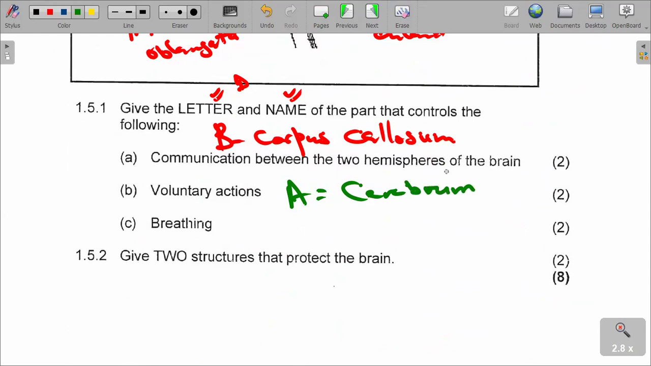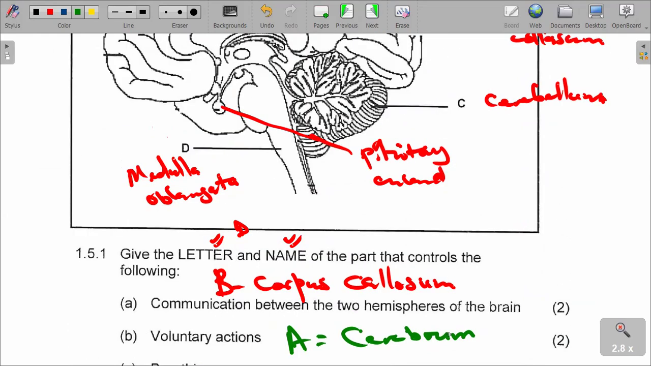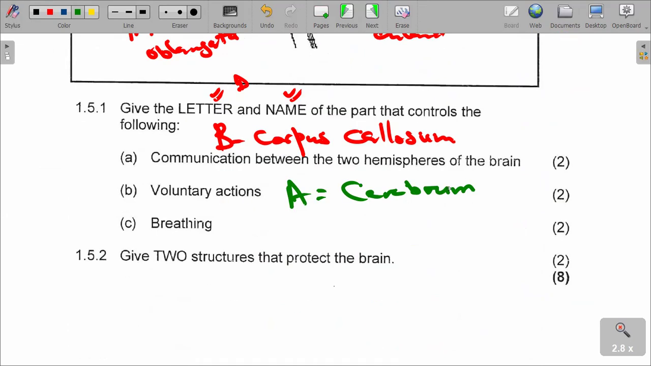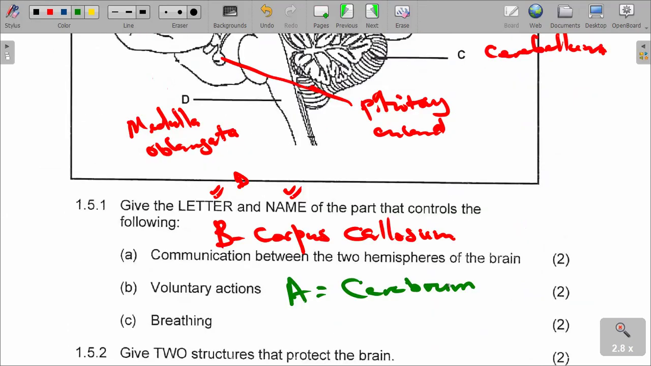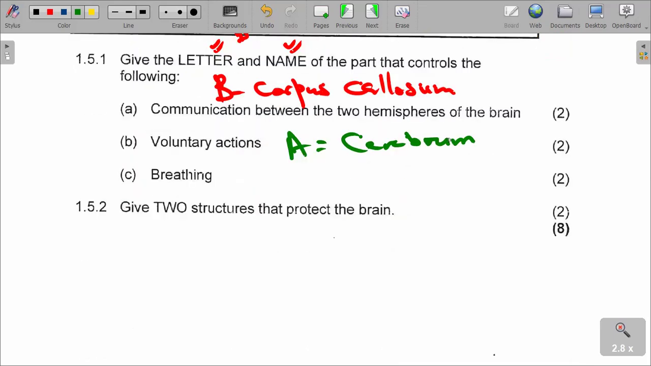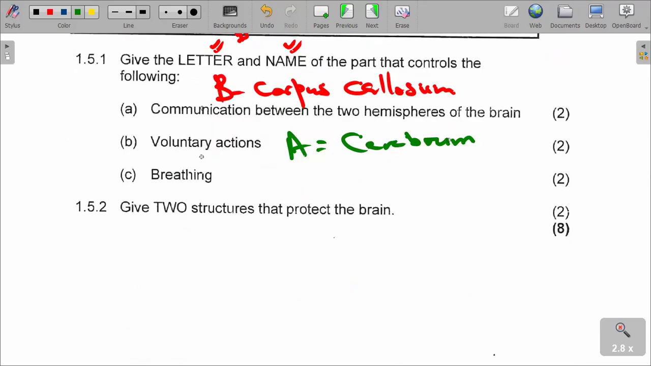And then breathing is always controlled by the medulla oblongata. Remember when we were talking about the balancing of carbon dioxide, breathing is controlled by the medulla oblongata. Obviously we have labeled it. What you just need to do is find the letter that represents the medulla oblongata. So breathing is regulated by letter D.